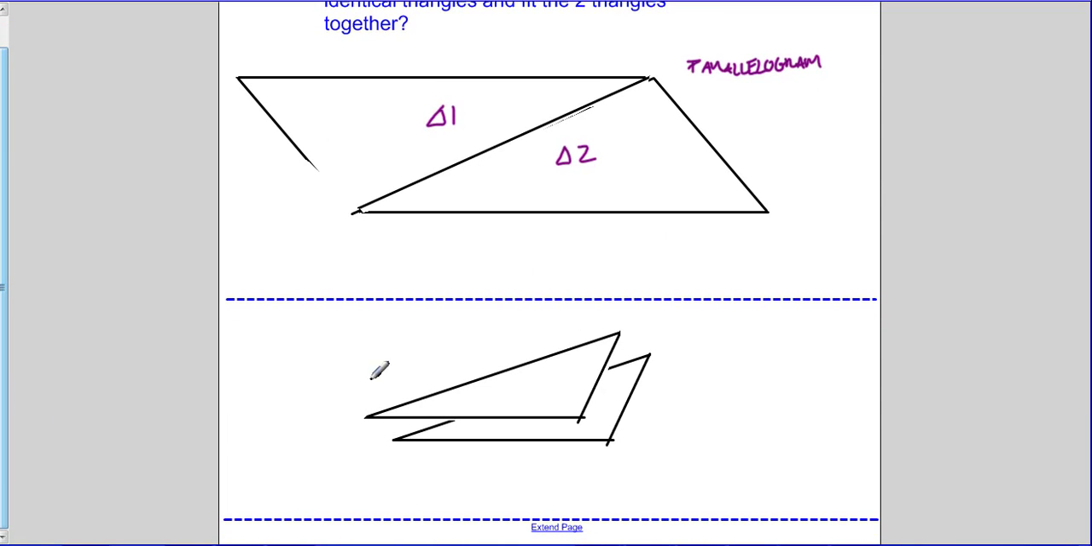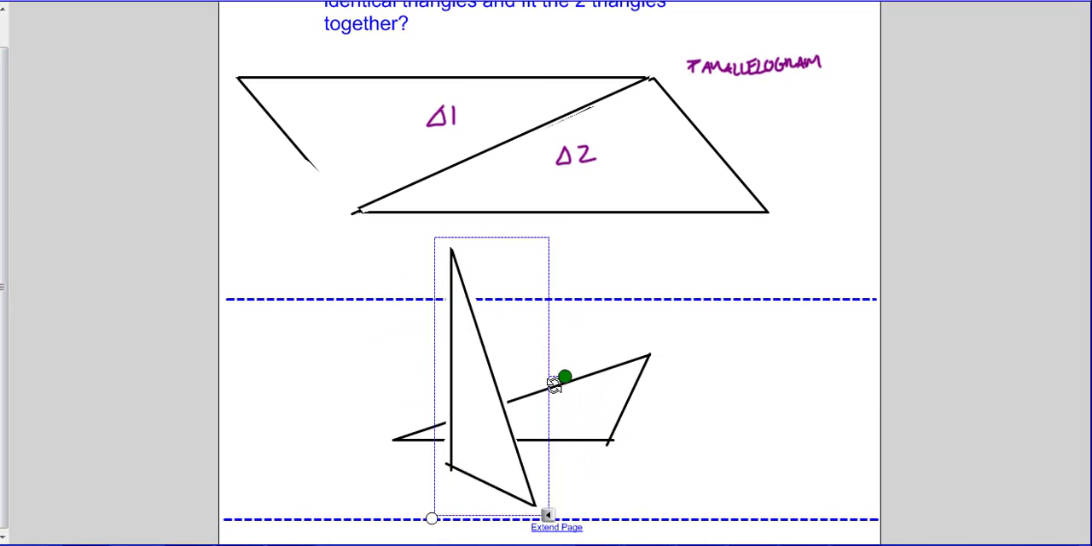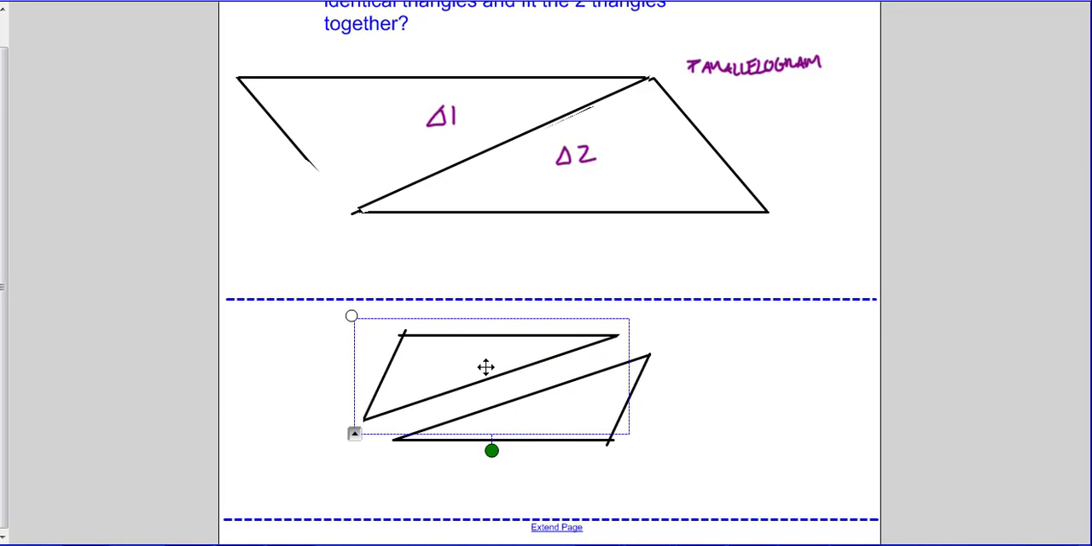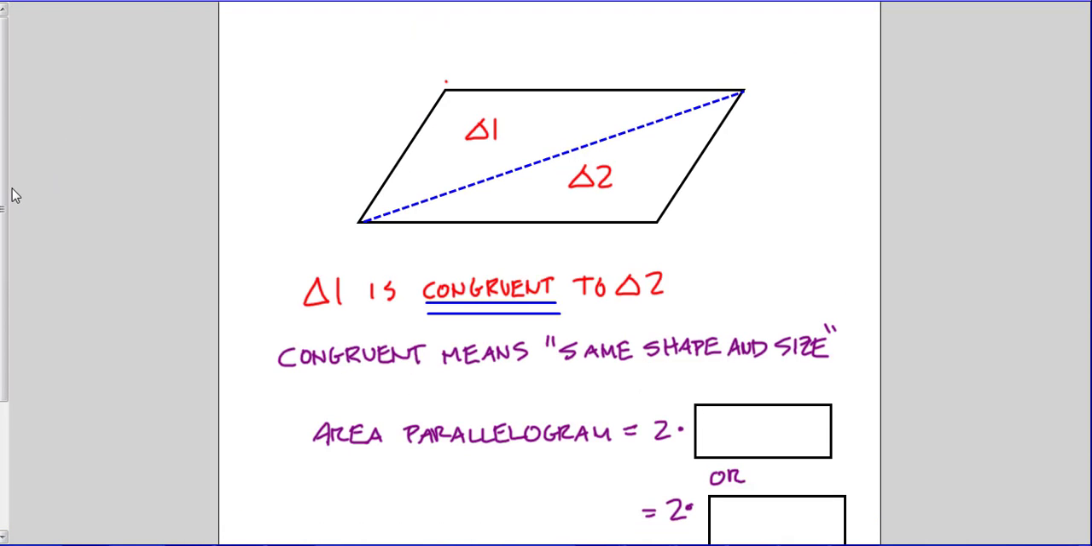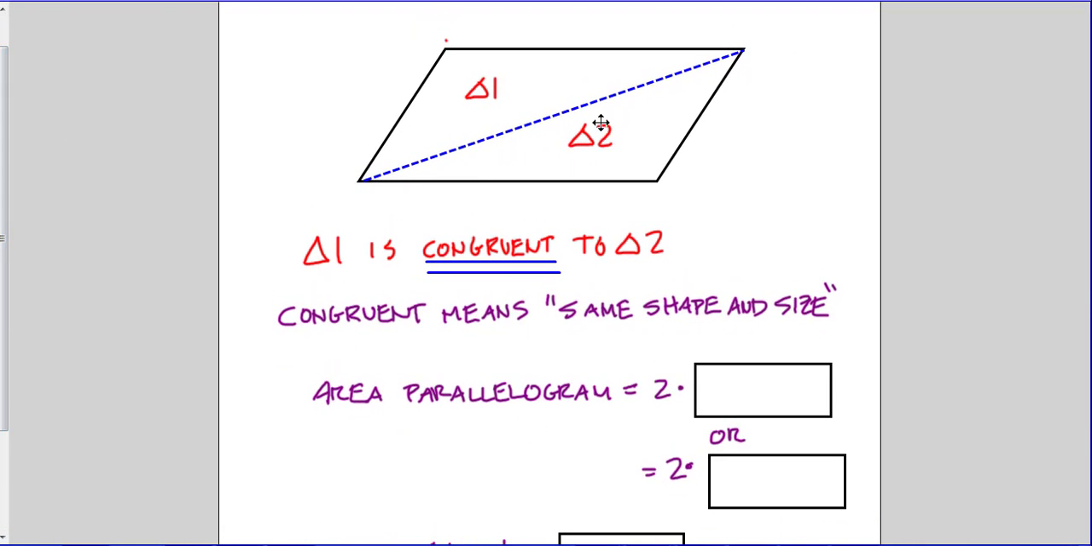And this is another example. Two identical triangles. I rotate one of the triangles and fit it together like this. You can see again we get a parallelogram. So continuing this idea, now I have two identical triangles, triangle 1, triangle 2. Triangle 1 we say is congruent to triangle 2. That means they are the same shape and size.